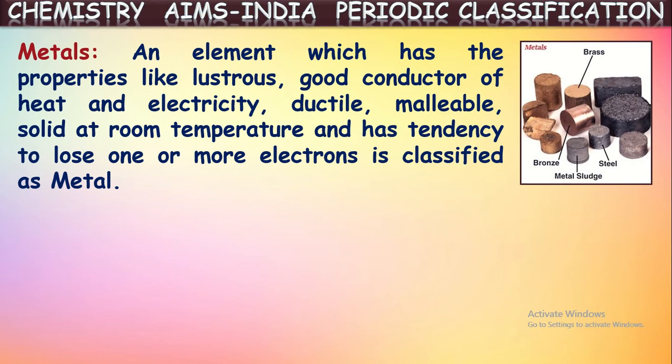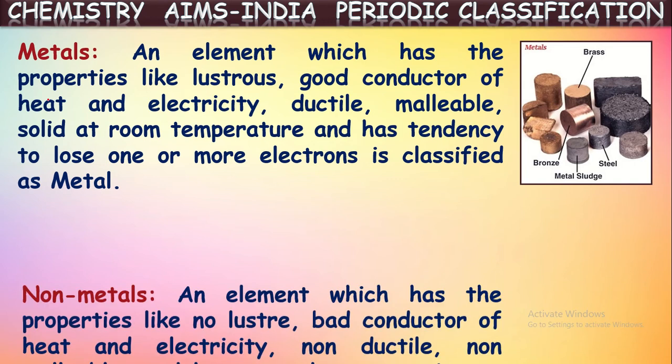And mostly these elements are solids at room temperature. And these elements have the tendency to lose one or more electrons. So those elements which have all these properties he classified as metals. See, some examples for the metals are shown here.